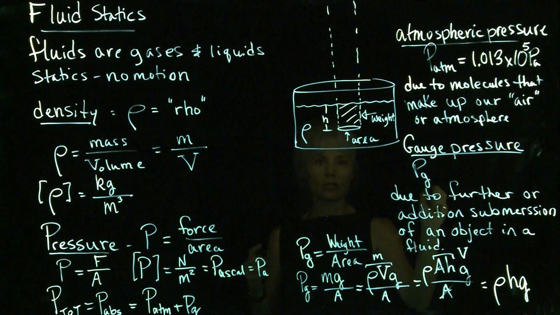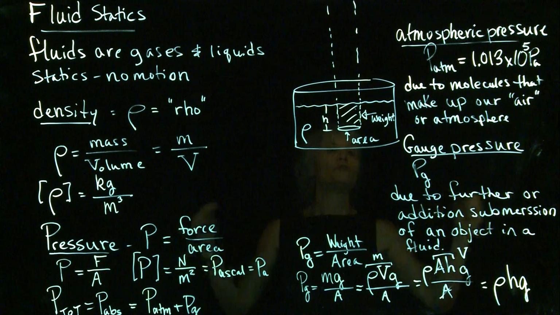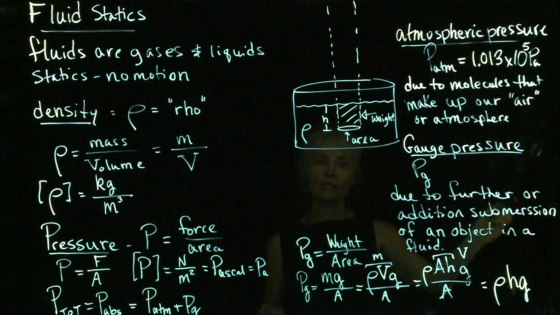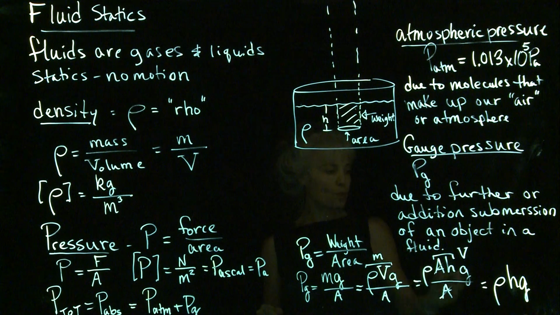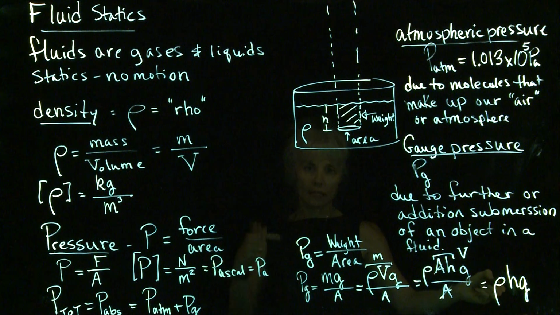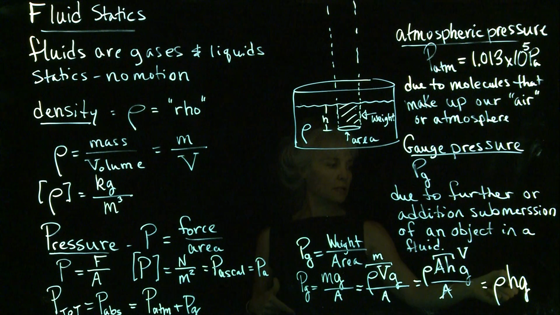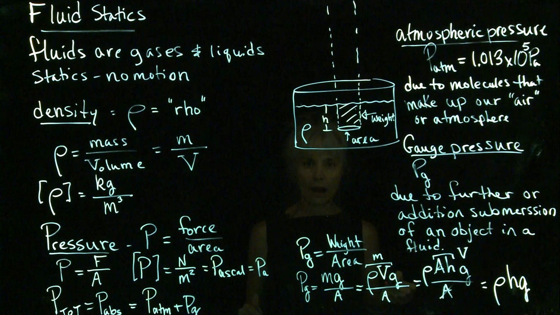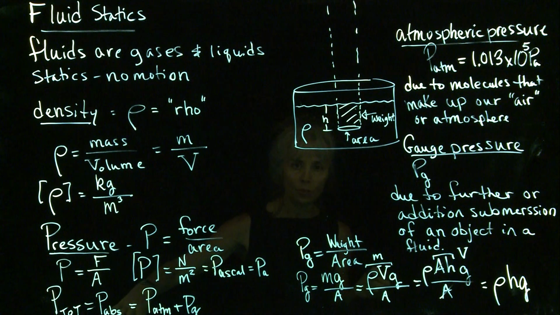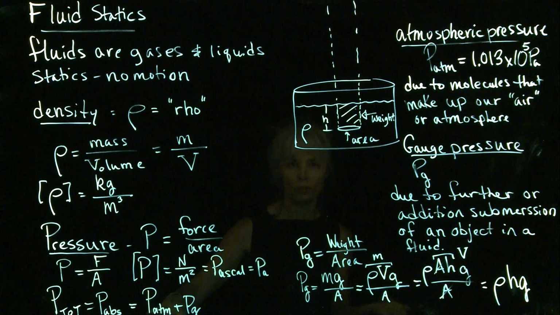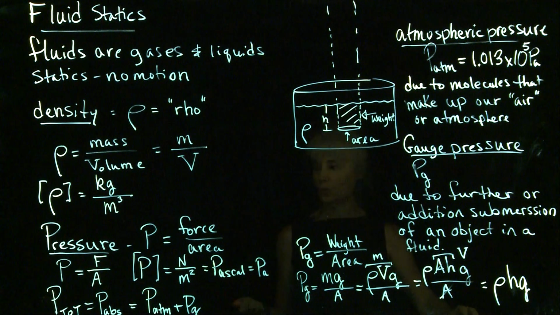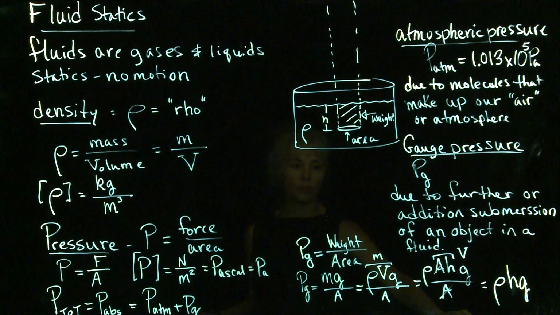So this object is not just submerged in the atmosphere, but it is further submerged in some other fluid as well. And the pressure due to that other fluid is called the gauge pressure. The gauge pressure is just the density of the fluid that it is further submerged in times how deeply it is submerged in that fluid times the acceleration due to Earth's gravity. Then there's the total or absolute pressure, which is just the sum of both of those pressures. It is the total or absolute pressure that a point feels due to the fact that it is supporting all of those molecules. So this gives us an introduction to fluid statics.